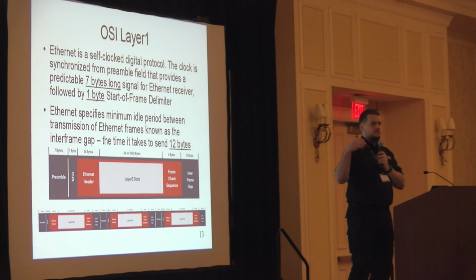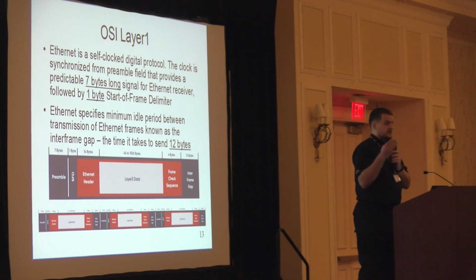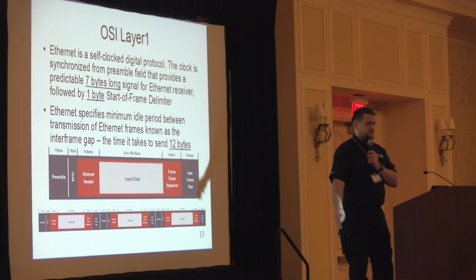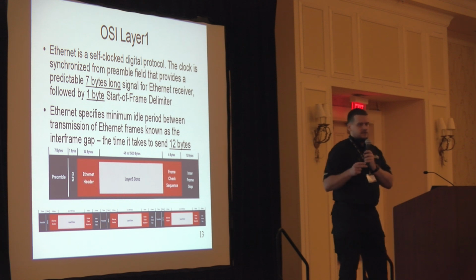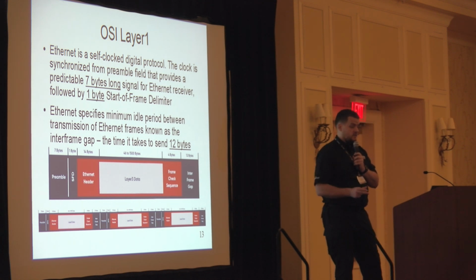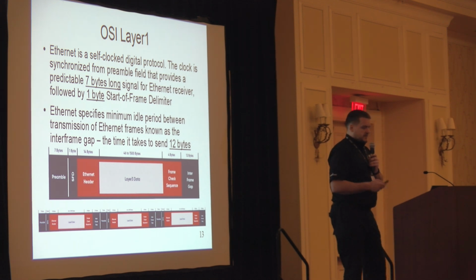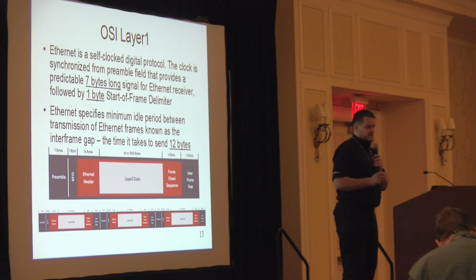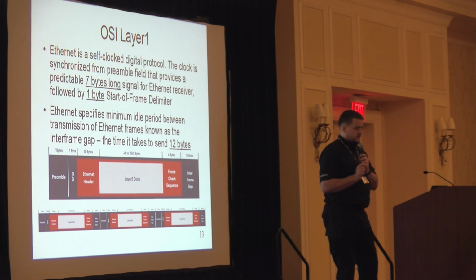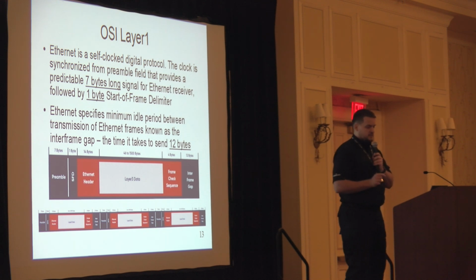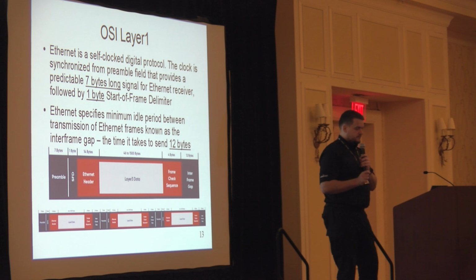Many of you, when we're talking about OSI layers, always think about layer 3, layer 2, but you always forget about what's happening on layer 1. Layer 1 also adds a header and a tail to the packet, and also takes something off the wire speed. So you cannot use all of the wire speed for the data. Ethernet is a self-clocked digital protocol. The clock is synchronized by the preamble field that provides a predictable 7-byte-long signal for the Ethernet receiver, followed by a 1-byte start of frame delimiter, so 8 bytes before we send the packet. And then there's a specific minimum period of silence after the packet is sent, a gap, and it takes 12 bytes.